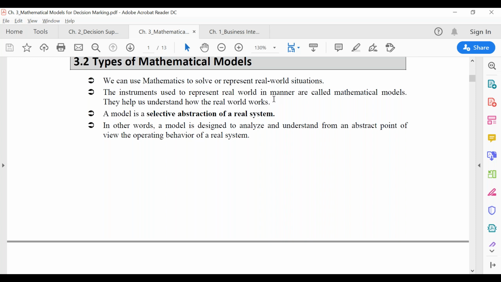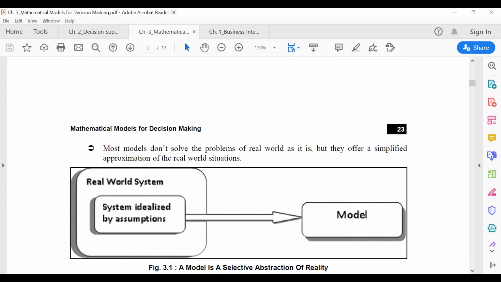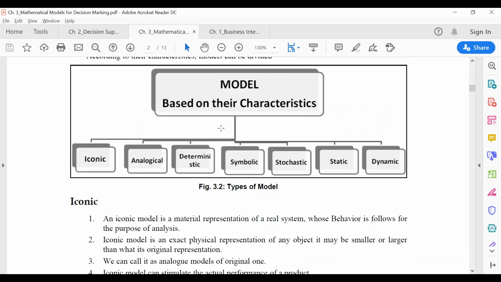The instrument used to represent the real world is called a mathematical model, and a model is a selective abstraction of a real system. So you can define your own abstraction of an entire real system, and this abstraction is shown as certain types, which could be iconic, analogical, deterministic, symbolic, stochastic, static, or dynamic. Based on the characteristics, the models are classified or the types are given.